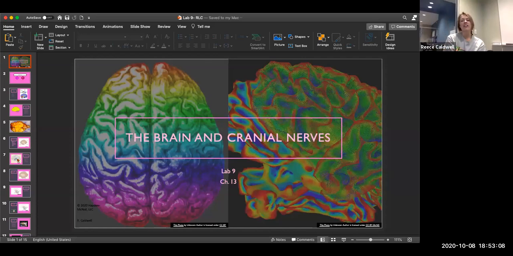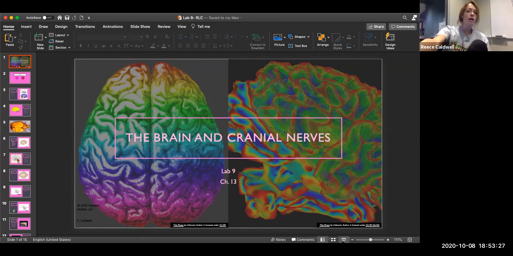Brain and cranial nerves. This is chapter 13. So this is going to be primarily labeling. What I want you to focus on here is the structure, where it is. I have a lot of information about the structures. I'll tell you what information I actually want you to know, but with the brain, I'm going to be focusing mostly on being able to label it. So let's begin.